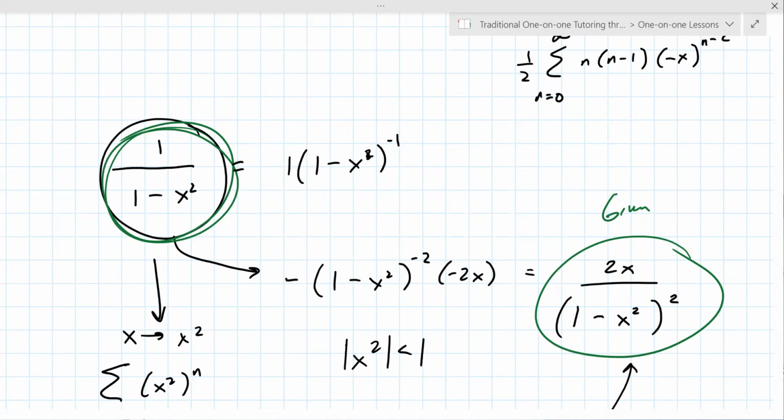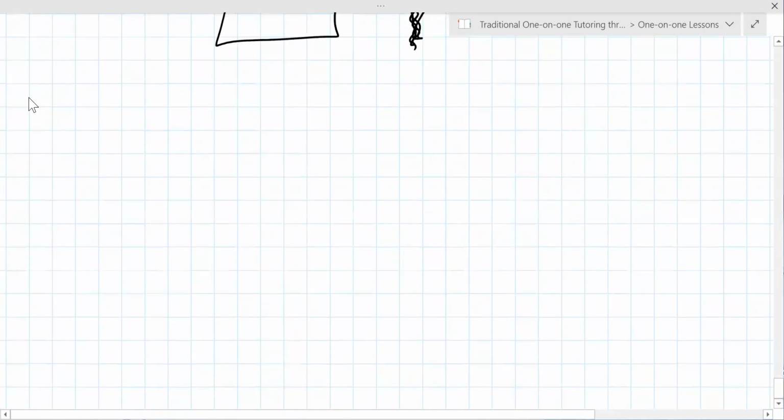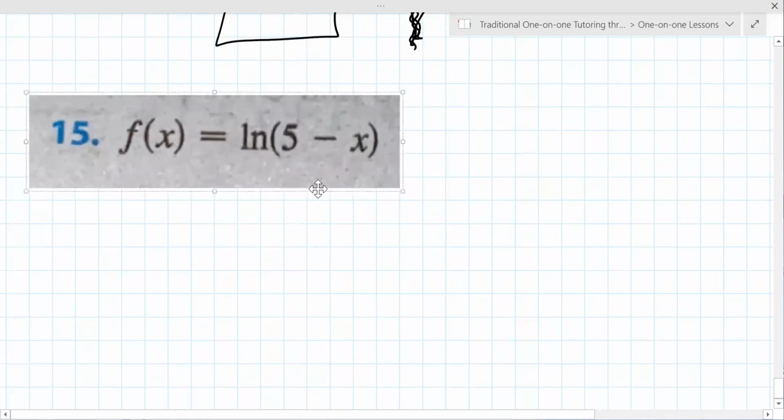Okay, let's look at 15. Right, 15 is kind of that same style. Maybe seeing one more of these will help your understanding. Thankfully, this isn't the whole chapter 8. Like, you moved to Taylor series. Yeah, I get Taylor series and all that.